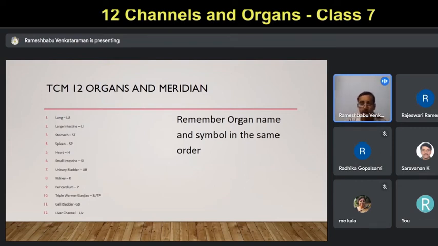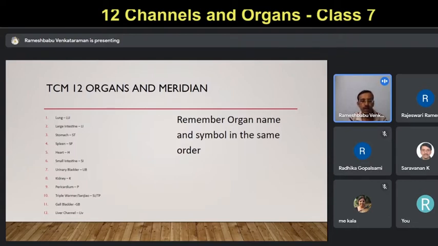Maybe others can join. So we'll quickly recap what we discussed in the last class. We discussed 12 organs, right? Those 12 organs are lung. You have to remember the organ name along with the symbol. That is more important. So LU stands for lung, and LI stands for large intestine.